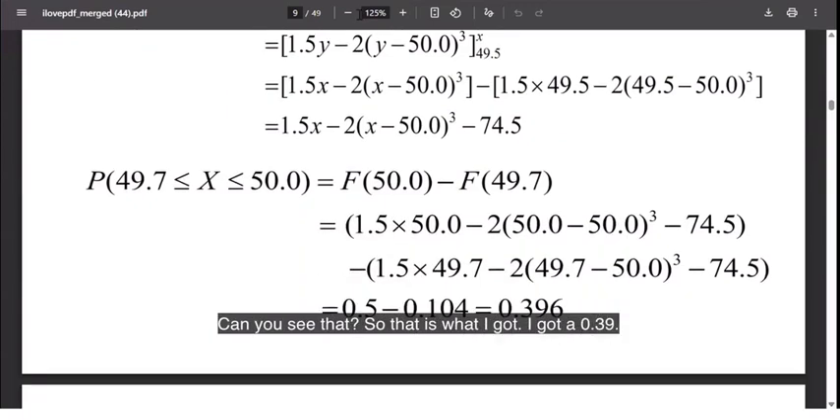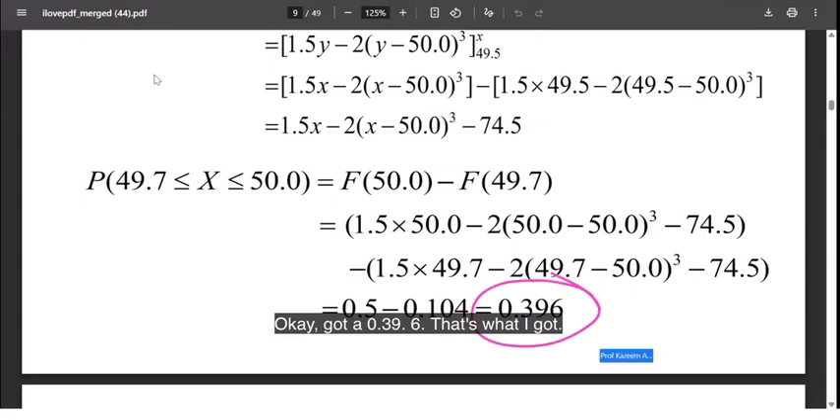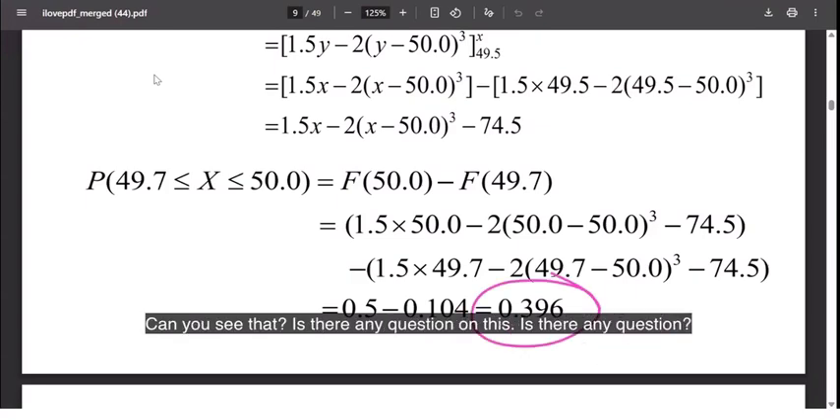Can you see that? So that is what I got. I got 0.396. That's what I got. Can you see that? Is there any question on this? Is there any question? Okay, now I'm going to move on. Now that's how we do it.